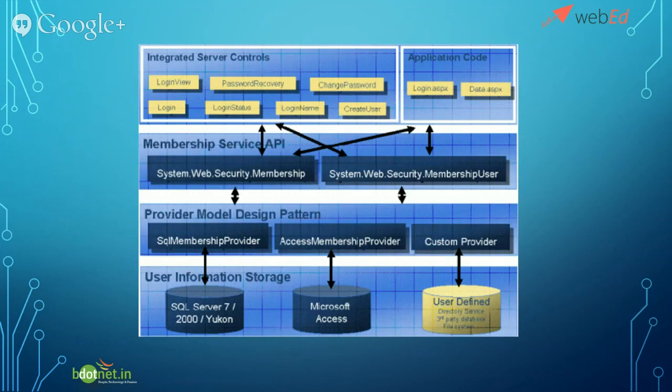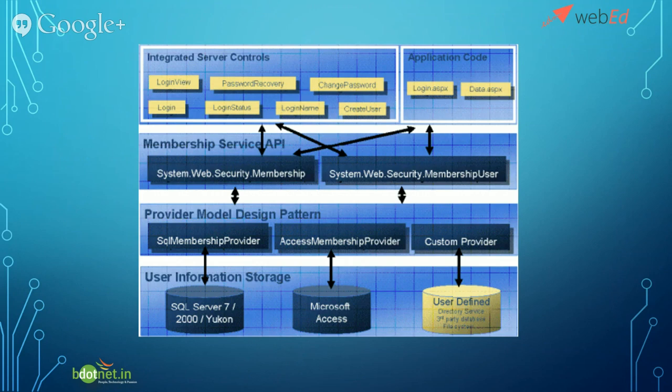So this is something that I figured out when I was going through the MSDN, and this is how the whole membership provider works. It's known as the provider pattern. If you see here, the bottommost layer is the user information storage, or the store. So I have the SQL Server, or the Microsoft Access, or I may have my own user-defined store. Out of the box it shipped the SQL membership provider and the Access membership provider, and that's the provider model.